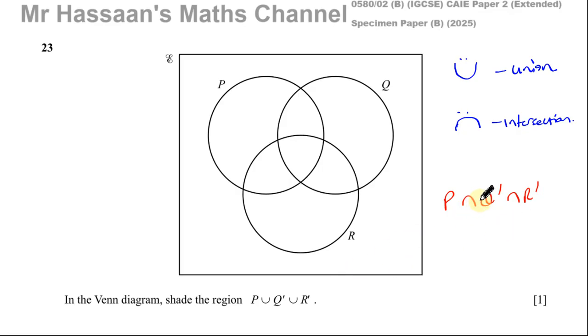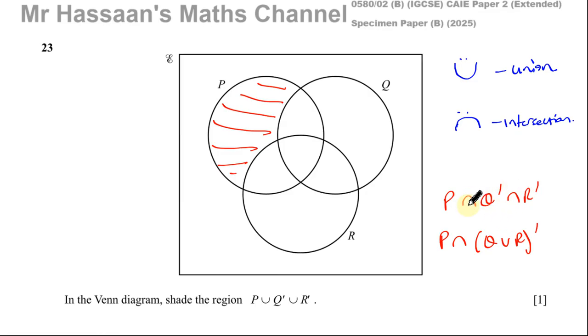So it has to be inside P, but it has to be outside of Q, and it must also be outside of R as well. So in that case, it would be this. This is the only part that's inside P, and also outside of Q, and also outside of R. This would also be the same as P intersection Q union R complement. So you can say it has to be inside of P, and it has to be outside of what's in Q or R. That's the same thing. That's how it would be, because it has to fulfil all of these conditions.